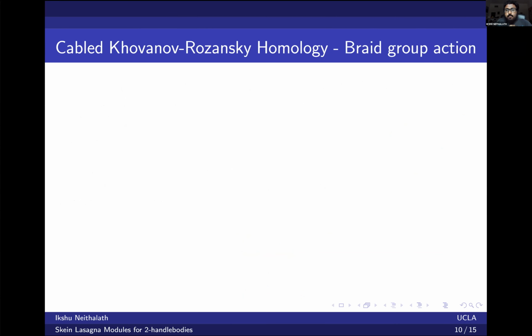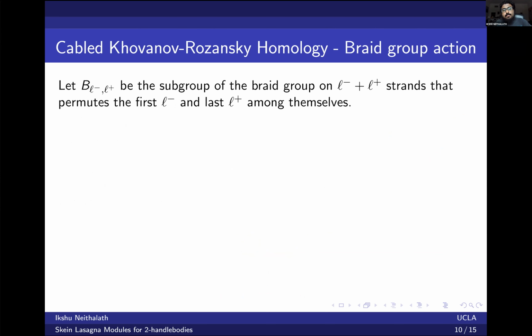But we need one more ingredient to define the cabled homology, which is a certain braid group action. It's actually going to be a symmetric group action. I'll explain that later, but for the sake of this talk, I'll call it a braid group action. So consider the braid group on L minus plus L plus strands. That's like the total number of strands in my cable.